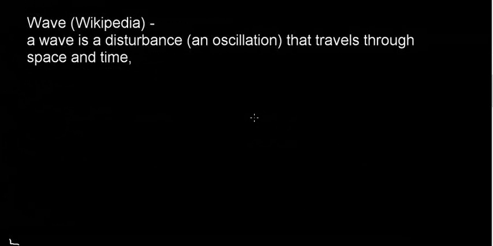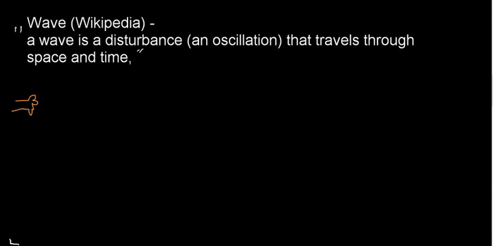So let's get started. I do not use Wikipedia often, but I do find their definitions quite easy to take in. So this is from Wikipedia. A wave is a disturbance or an oscillation that travels through space and time. And basically, when we're thinking about waves, I do like to use intuition.